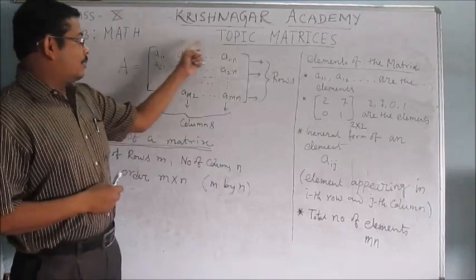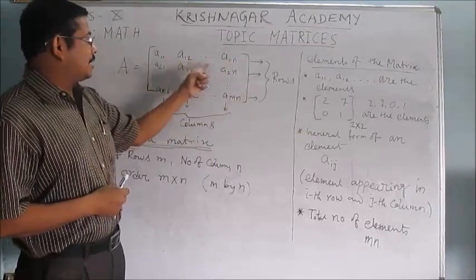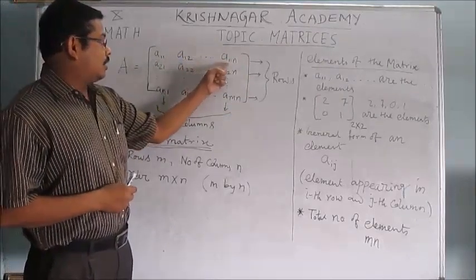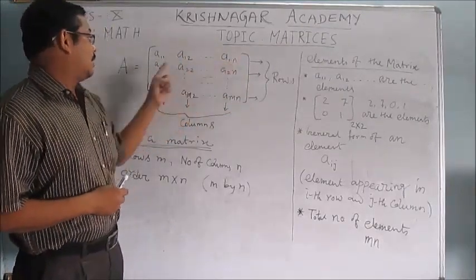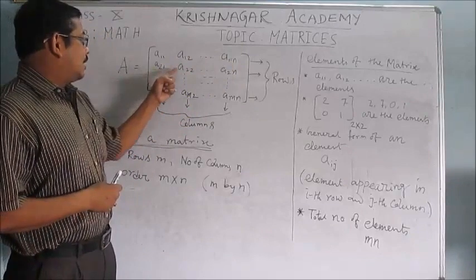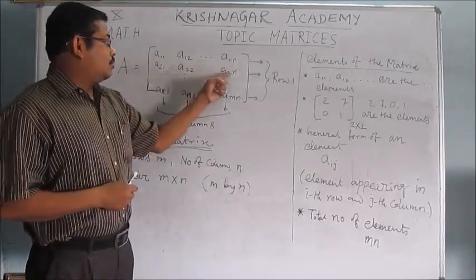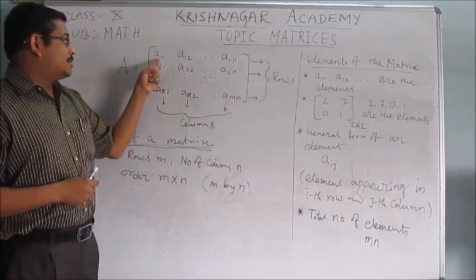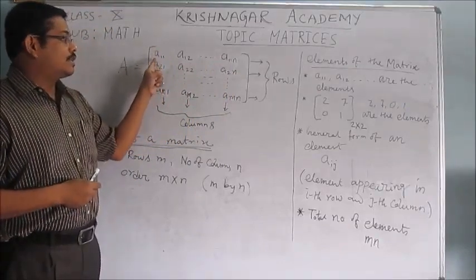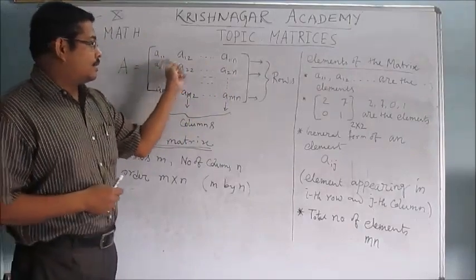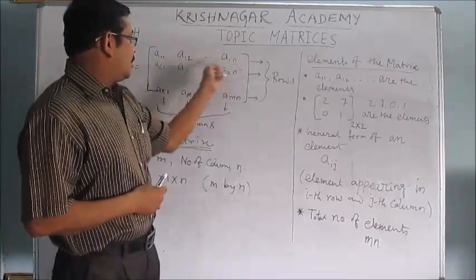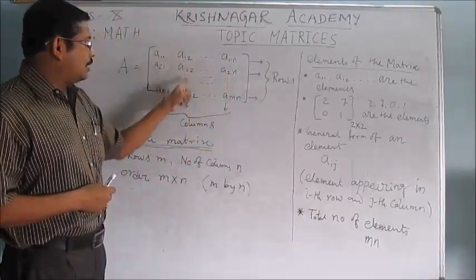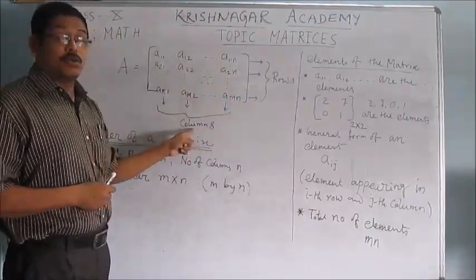Now you see one matrix I have written. Here so many elements are there. See A11, A12, dot dot dot, A1n, A21, A22, dot dot dot, A2n. So what is the meaning of this? A11 means the first row and first column element. I have written the rows horizontally, and vertically all the elements are in the columns.